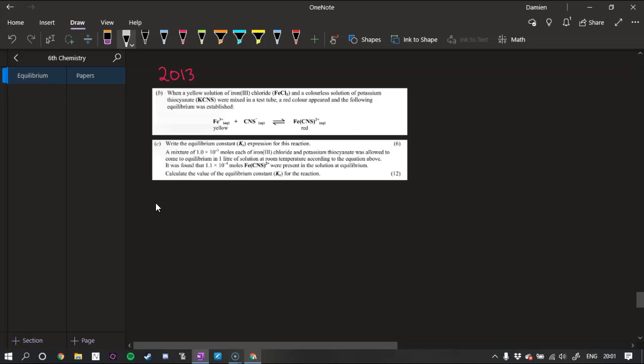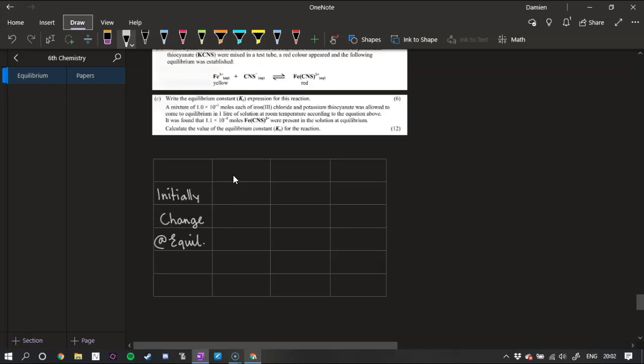Let's work down through the questions. I'll grab a table and I'll come back. So here's our table. Let's continue on. So what have we got? We've got Fe3 plus. We have our CNS negative and our equilibrium sign, and then we have our FeCNS 2 positive. So again, initially, let's look at the question.